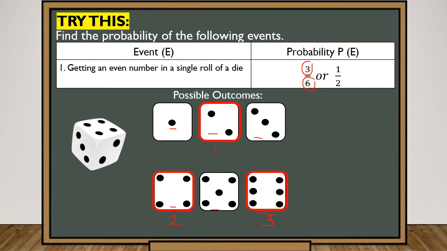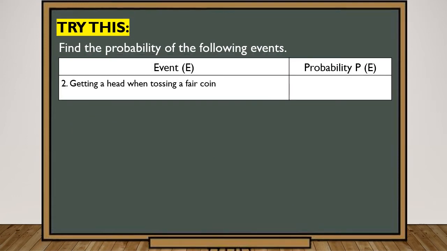Okay, next. Another one, number 2. Let's try this: getting a head when tossing a fair coin. Suppose your coin is fair. Sometimes there's a coin that is not fair. So what is the probability of getting a head when tossing a fair coin?